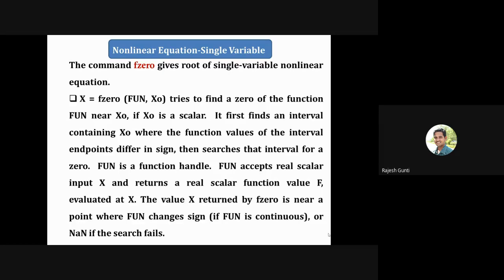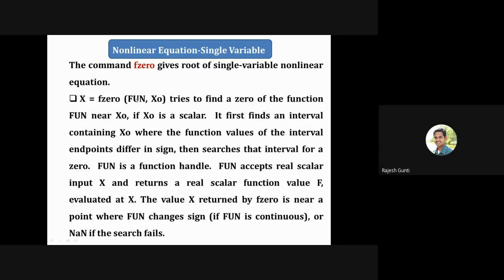Am I correct on that? And there are inbuilt functions. The advantage of an inbuilt function is we can see the iteration and everything. Just like ODE 45, fzero is a solver to solve a nonlinear equation with a single variable. The command fzero gives the root of a single variable nonlinear equation. This nonlinear means the transcendental also. What is this fun? Fun is nothing but a function.